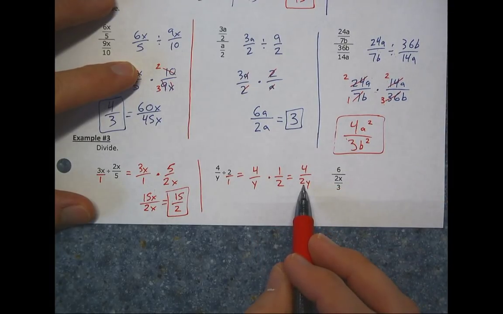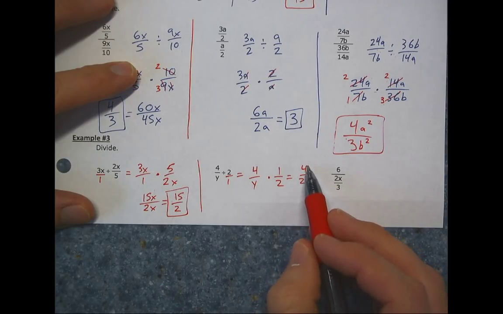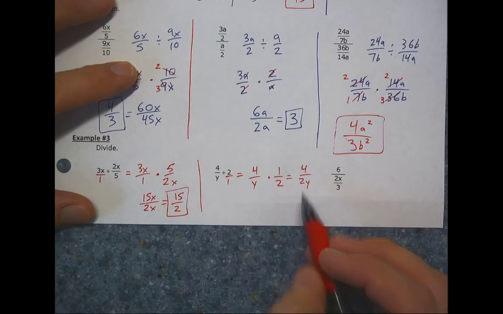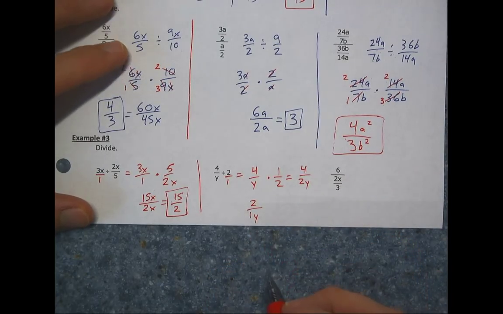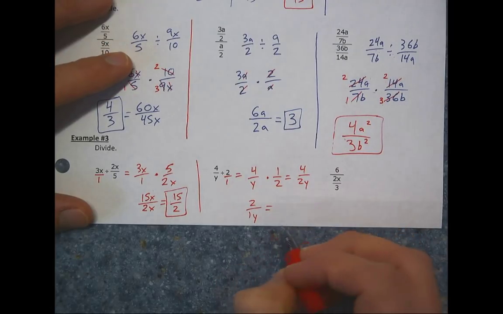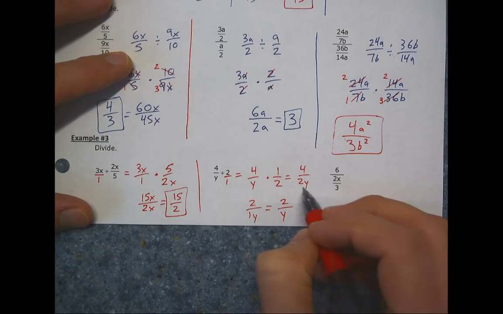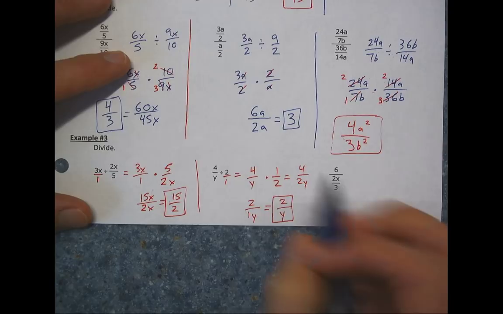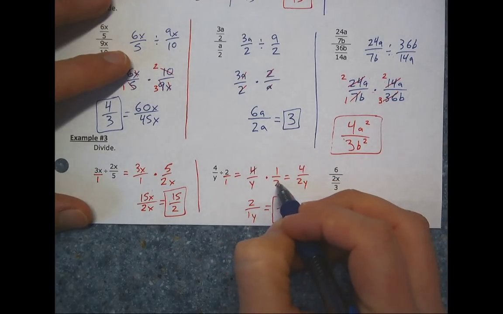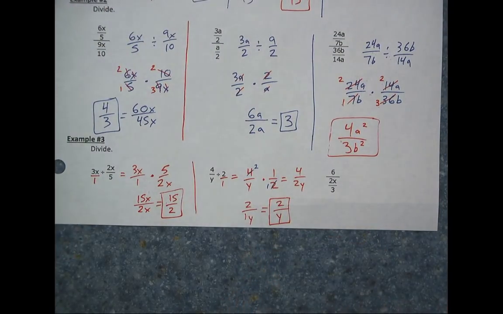Always put the coefficient first. And when we simplify here, 4 over 2 becomes 2 over 1. And we don't have to put the 1 there on the bottom. You can just call this 2 over y. Again, going all the way back to the beginning, you could have seen the 4 and the 2 and made it a 2 and a 1, and then straight across you get 2 and y.